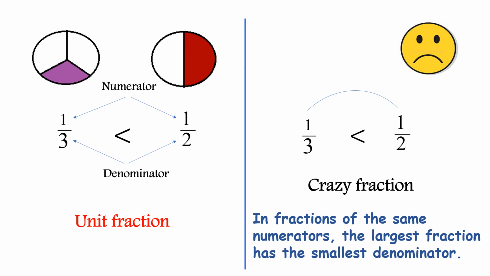Finally, in fractions of the same numerators, the largest fraction has the smallest denominator. And here, the fraction 1 over 2 has the smallest denominator because 2 is smaller than 3, but the fraction 1 over 2 is greater than 1 over 3.